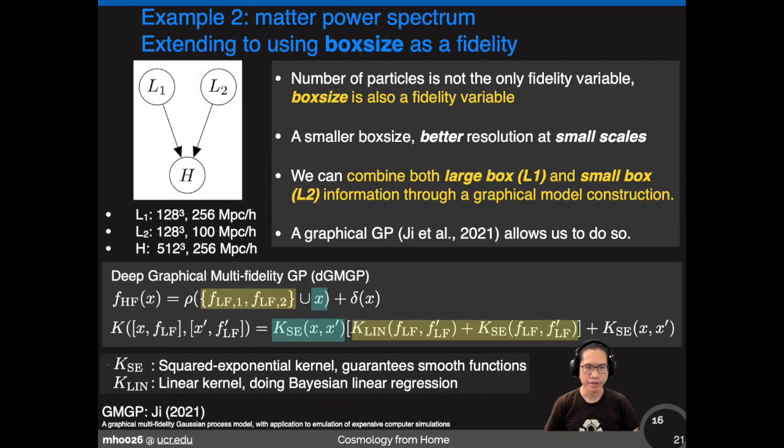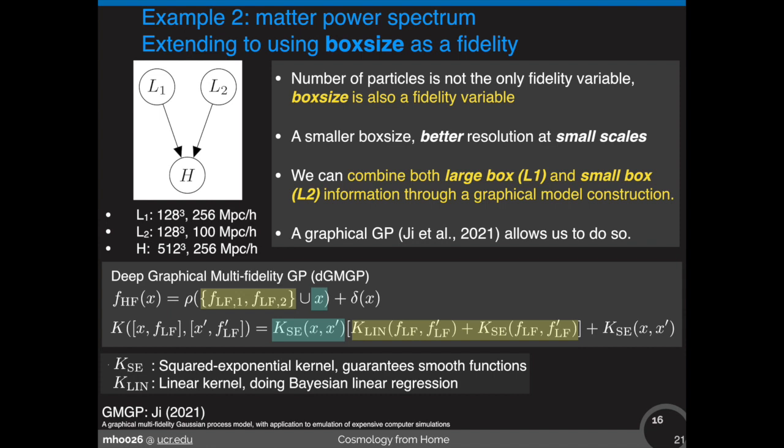The number of particles in a simulation is a fidelity variable, but the box size is also a fidelity variable. A smaller box size gives better resolution at small scales. So the idea is to combine large box and small box in low fidelity through a directed graph design here on the left hand side. In the directed graph, I show the large box in L1, the small box in L2, and we want L1 and L2 to resolve the same high fidelity simulation.